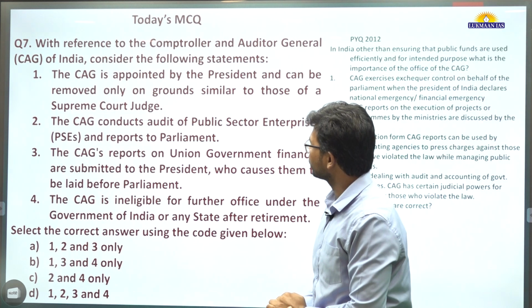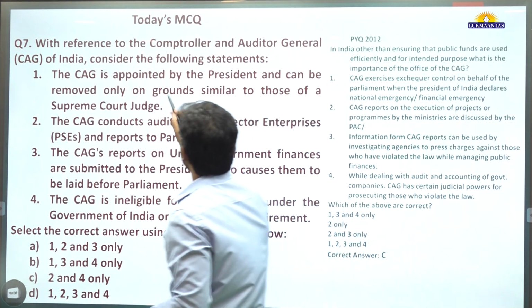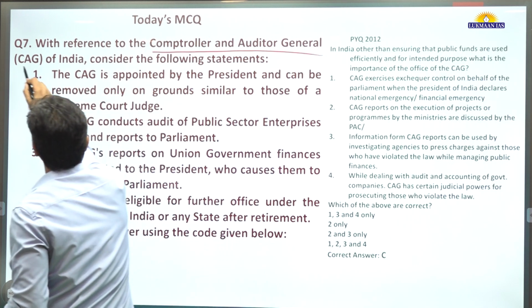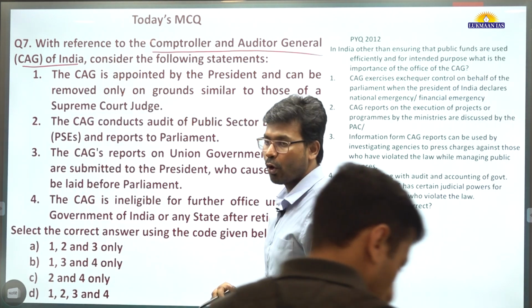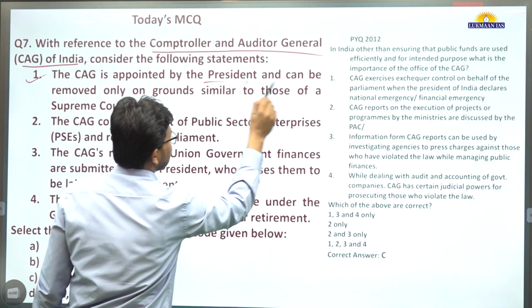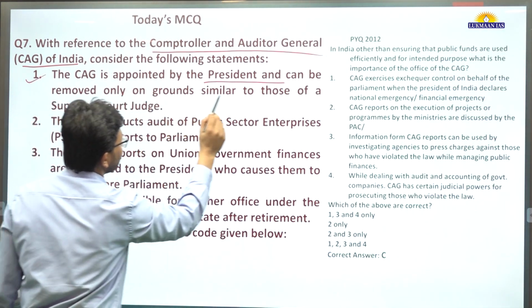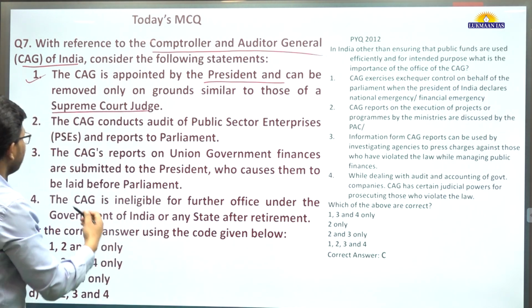Then we have another question. This question is related to the Comptroller and Auditor General of India, CAG. So 4 statements are given. Basically, all these 4 statements are correct. The CAG is appointed by the President and can be removed only on grounds similar to those of a Supreme Court judge. Right, this statement is right.